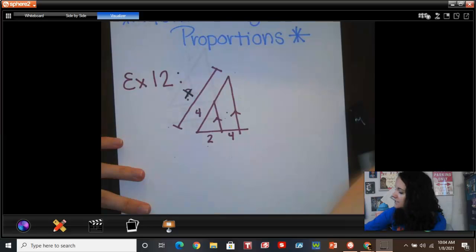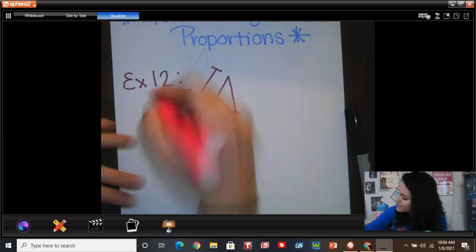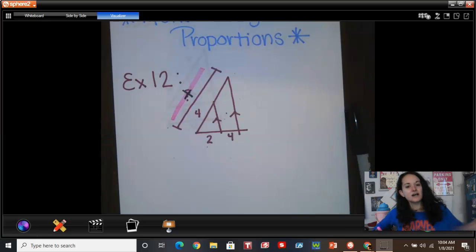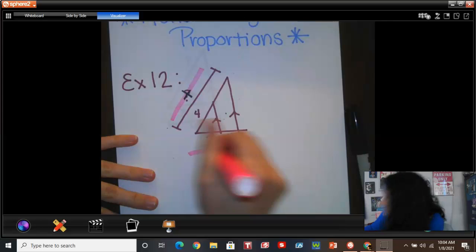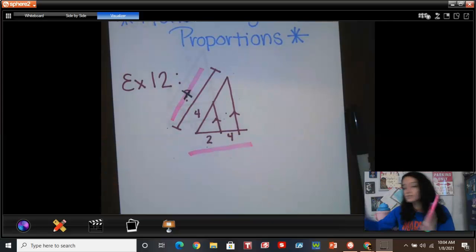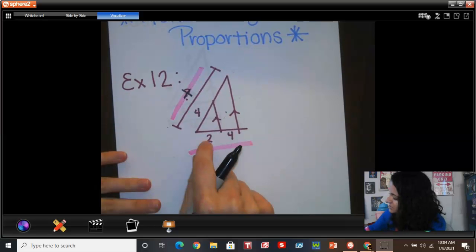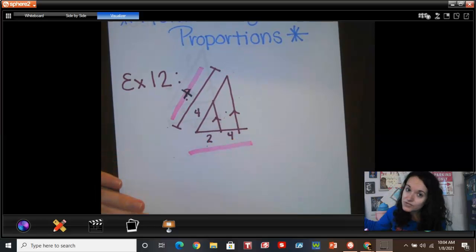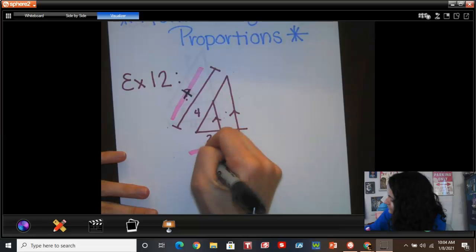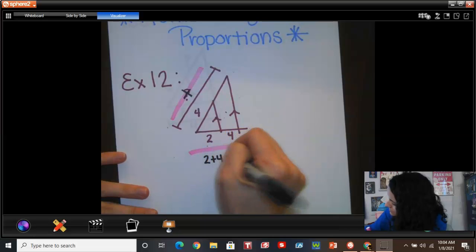So on this side of my triangle, I have X, and it's talking about that entire side. So what's going to match up with it is the entire side on the other side of the triangle, which we don't know, but we can find it. Because if we know this is 2 and that's 4, to find the whole thing, we just add it together. So we're going to say 2 plus 4 equals 6.